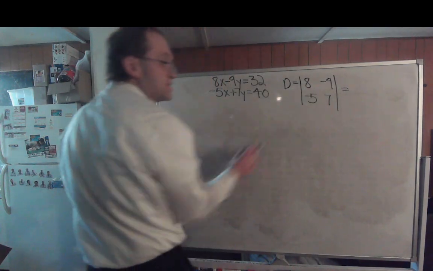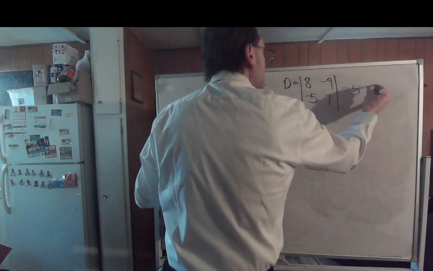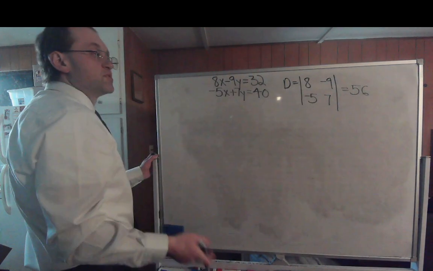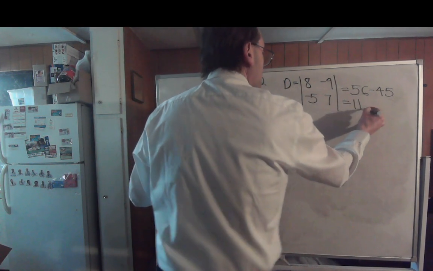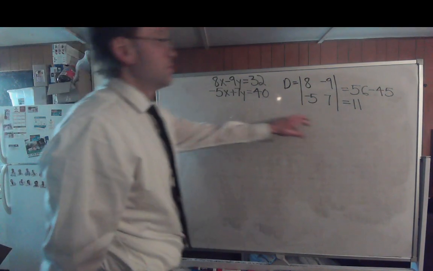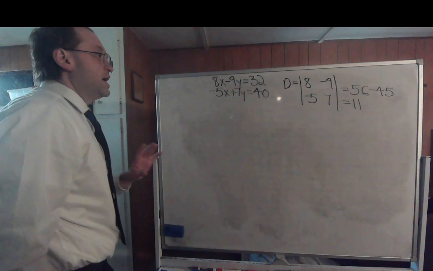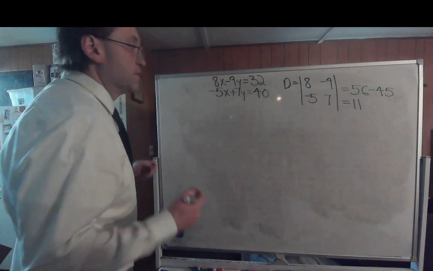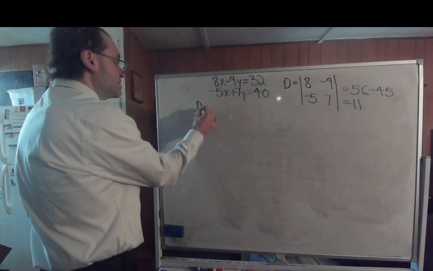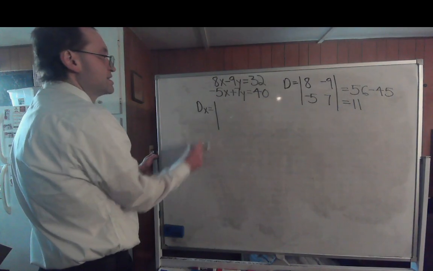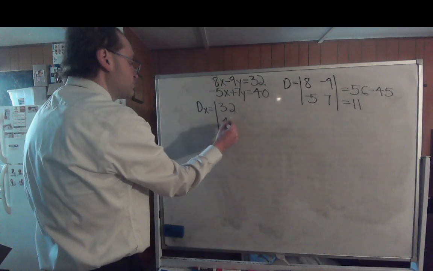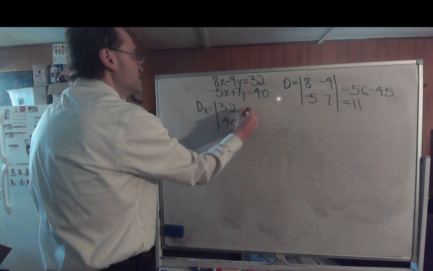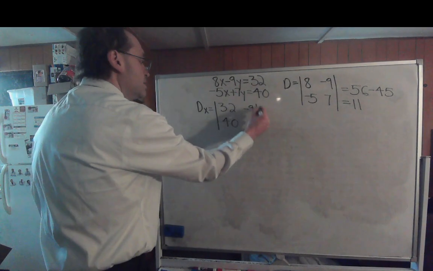All right, so what's 8 times 7? That's going to be 56. Minus negative 9 turns into plus 9 times negative 5, so that'd be minus 45. 56 minus 45 equals 11. So the value of your coefficient determinant is 11. All right, well now that we know that, let's solve for x by first finding d sub x. So to find d sub x, take those x coefficients, replace them with the 32 and the 40. Then keep your y coefficients the same, the -9 and the 7.